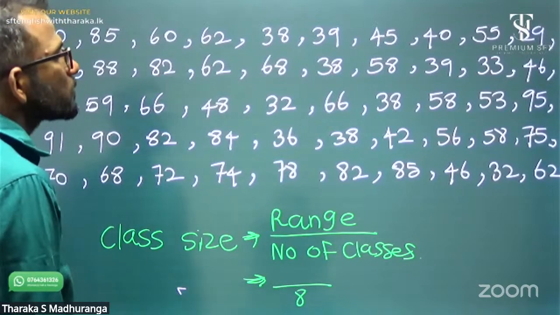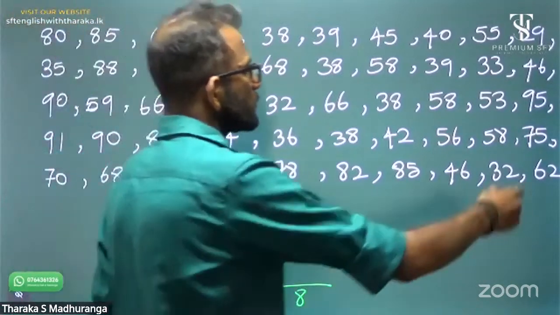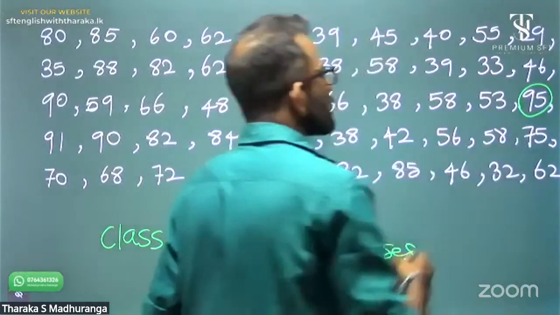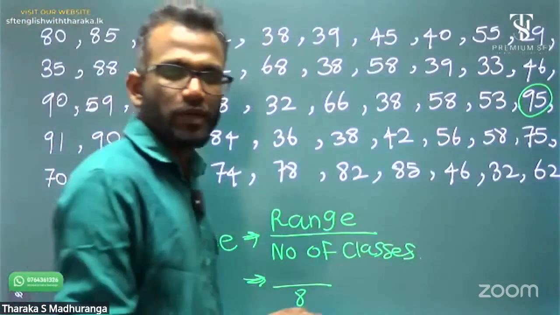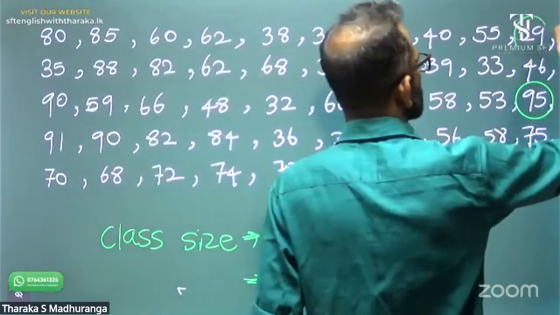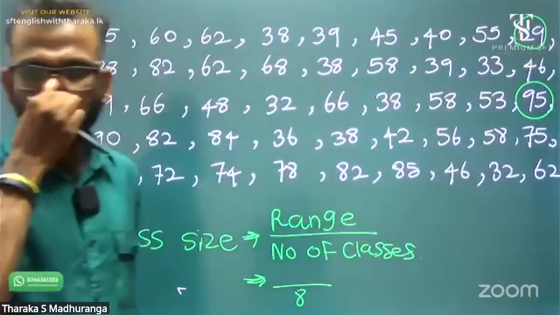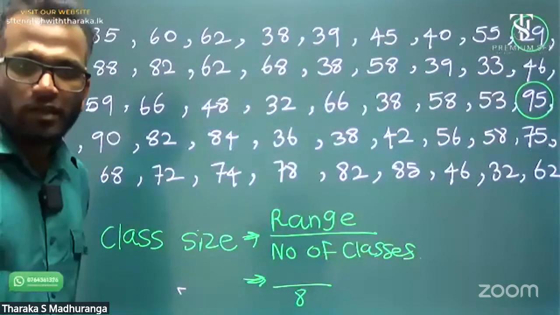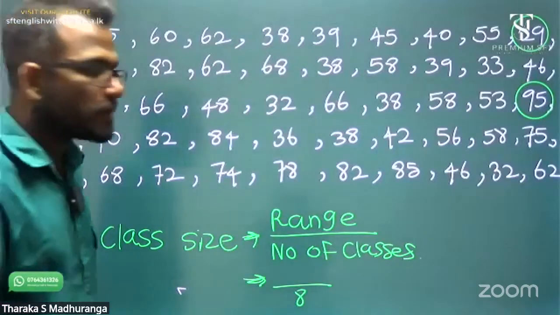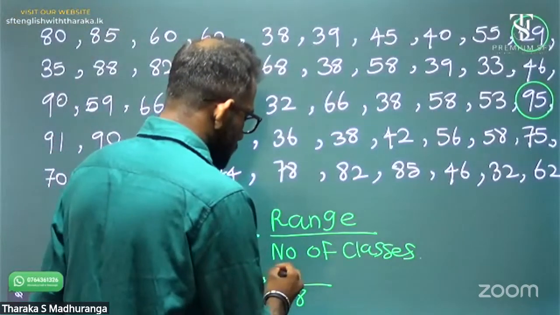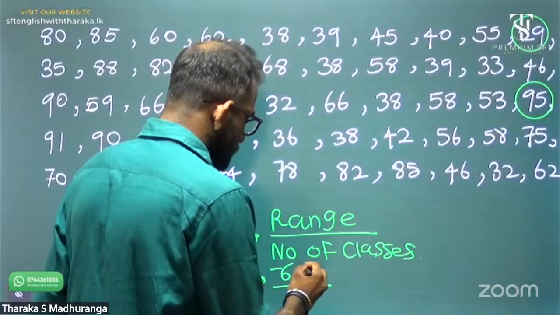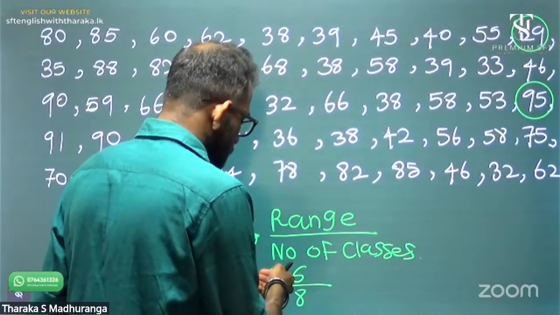Yes, 95 is the maximum value. The 29 is the minimum value, the minimum marks scored by students. Then the range is 66. Fifth, it is 66. Not minus, 66.